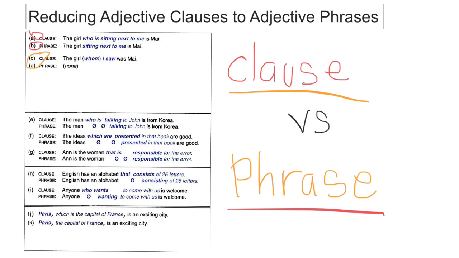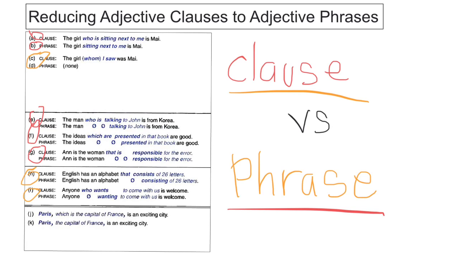There are two ways in which an adjective clause is changed to an adjective phrase. Number one, if the adjective clause contains the be form of a verb, omit the subject pronoun and be form, as in E, F, and G. Number two, if there is no be form of a verb in the adjective clause, it is sometimes possible to omit the subject pronoun and change the verb to its ing form, as in H and I.